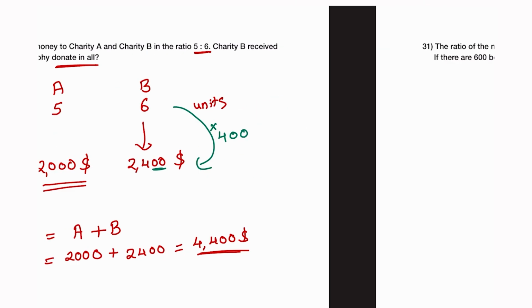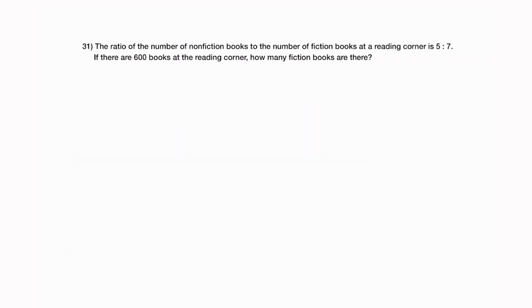Keep it up. Question 31. The ratio of the number of non-fiction books to the number of fiction books at a reading corner is this. So you have non-fiction and fiction, right? And the ratio is 5 as to 7. If there are 600 books at the reading corner, how many fiction books are there?